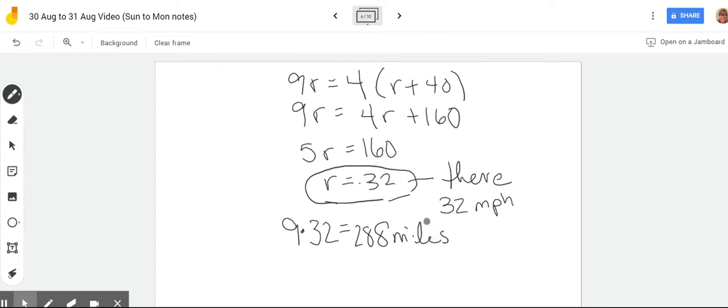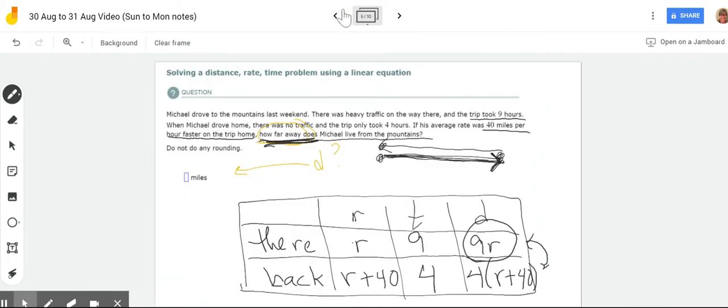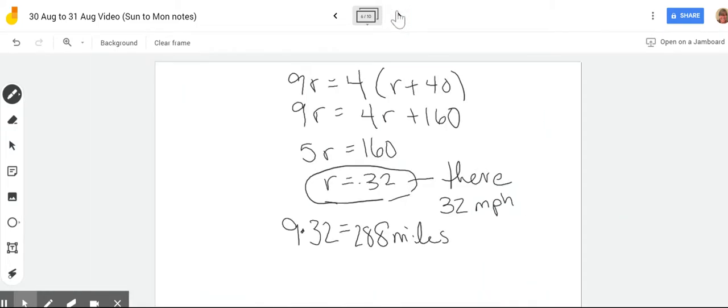Now, you could check it with the second equation. The second equation says that it's R plus 40, okay? What would be the rate? 32 plus 40. Oh my God, you guys, think about this in reality. 72 miles per hour home and 32 miles per hour there. Boy, I'd be listening to a book or something on the way over there. That'd be rough. All right, 72.